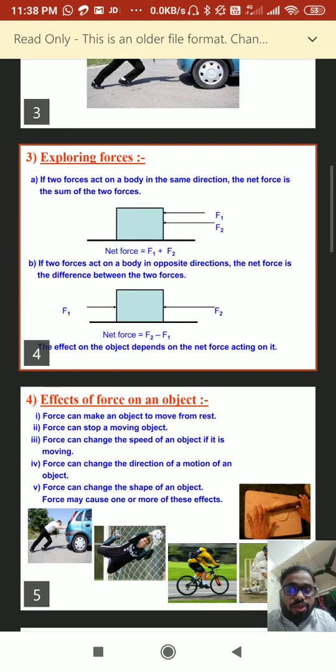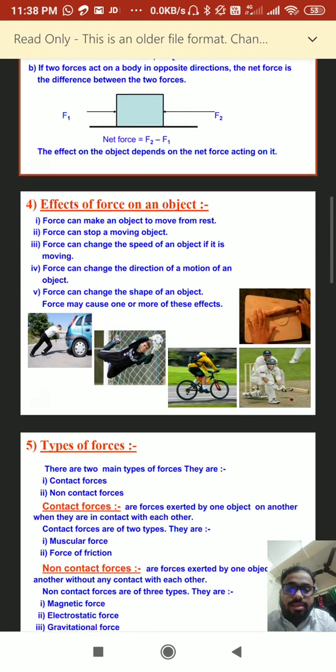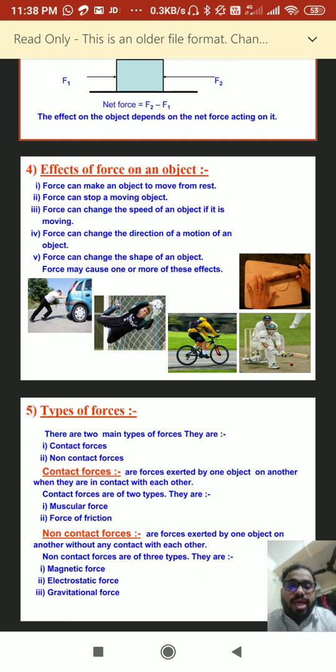Now what are the effects of force that we discussed in the class? Force can make an object move from rest. Force can stop a moving object, for example a goalkeeper saving a ball. Force can change the speed of the object. For example, a bowler is bowling the ball and the batsman changes the speed of the ball by hitting it. Force can change the direction. Same example, the ball was coming straight to the batsman and then the batsman hit it for a boundary.